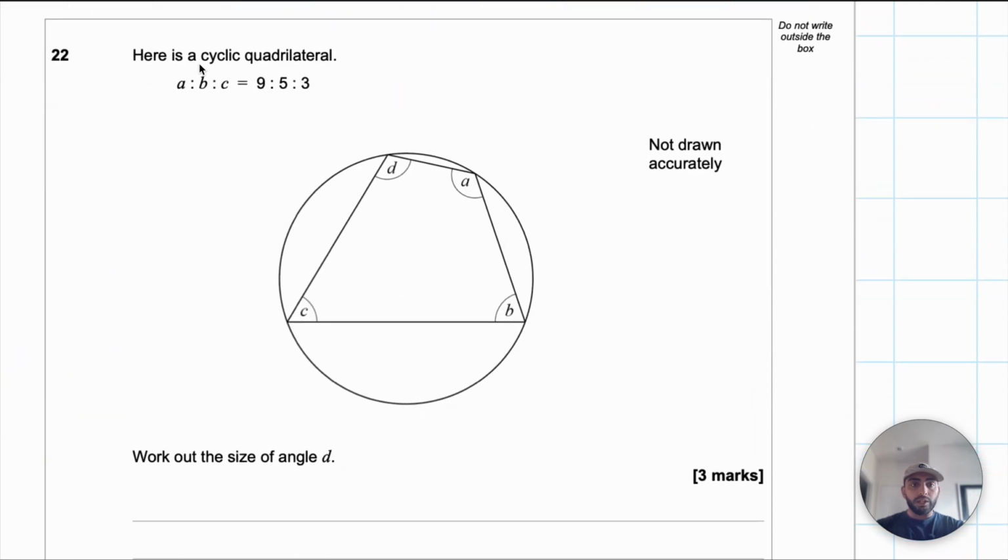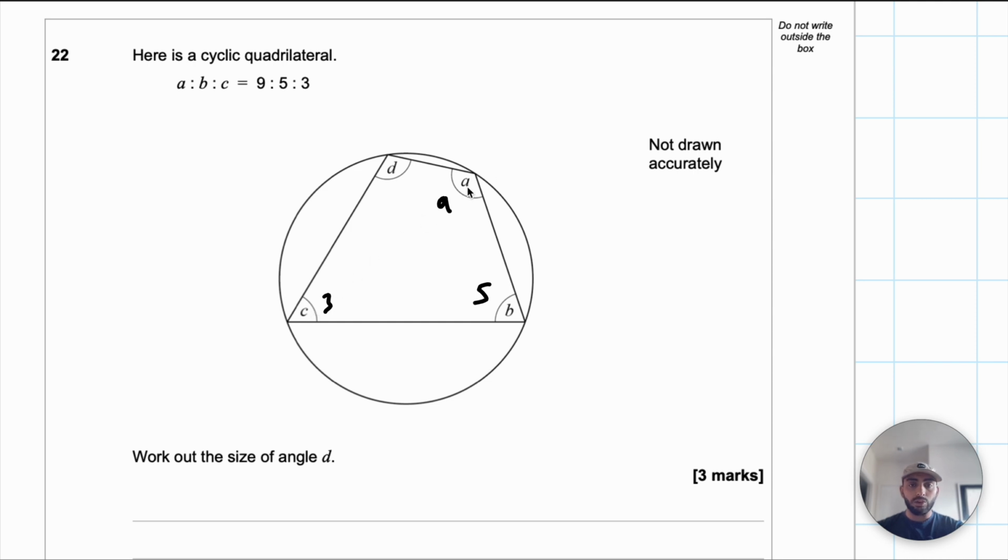Question 22. Here is a cyclic quadrilateral. Cyclic quadrilateral just means we have a shape that has four sides and it touches all the edges of the circle. A to B to C is in the ratio 9 to 5 to 3. Let's put those on. So A is worth 9 parts, B is worth 5 parts, and C is worth 3 parts. Work out the size of angle D. We're trying to find that one.